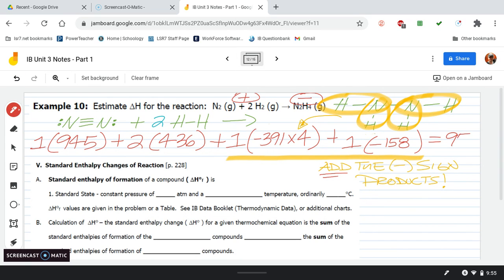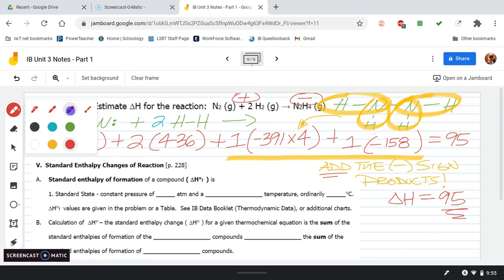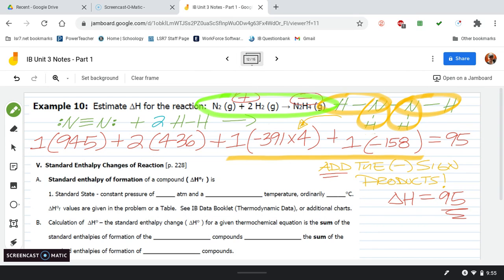So what the heck does that mean? Well, that's the answer. So what that means is that your delta H is going to be 95 for this reaction. So when you would write this reaction out, then the delta H is going to be 95. So just another way to find delta H.